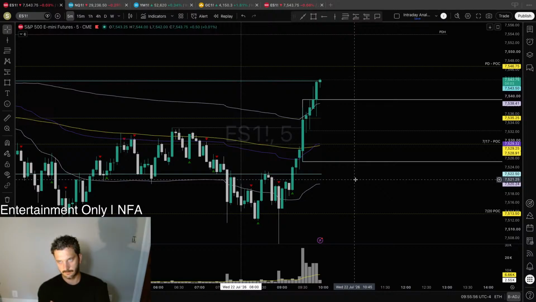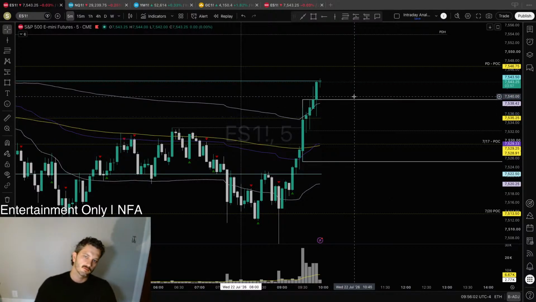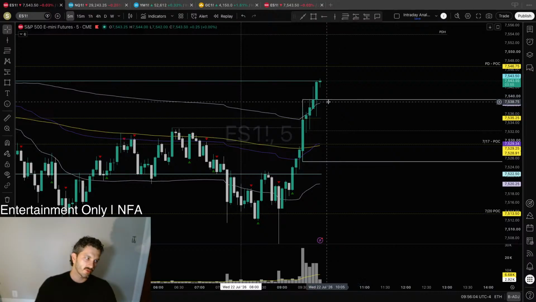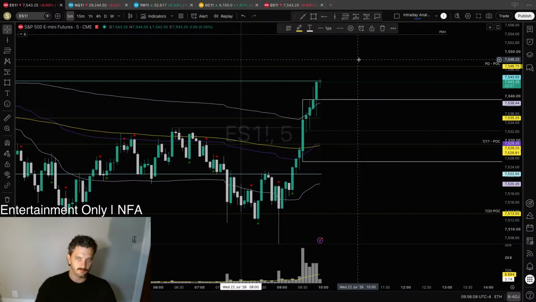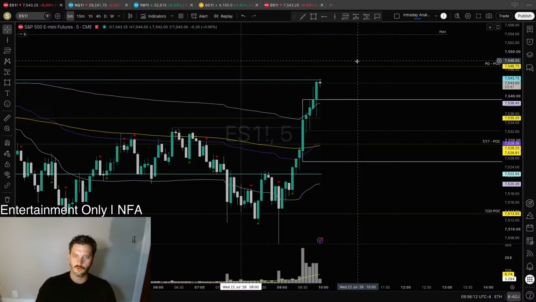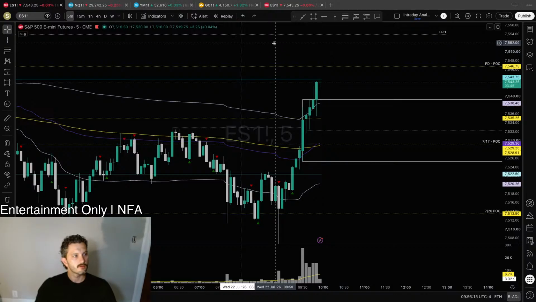Once again, we'll see. If we get a short setup at previous day point of control, I might play a reversal. Might, keyword. So we'll see.